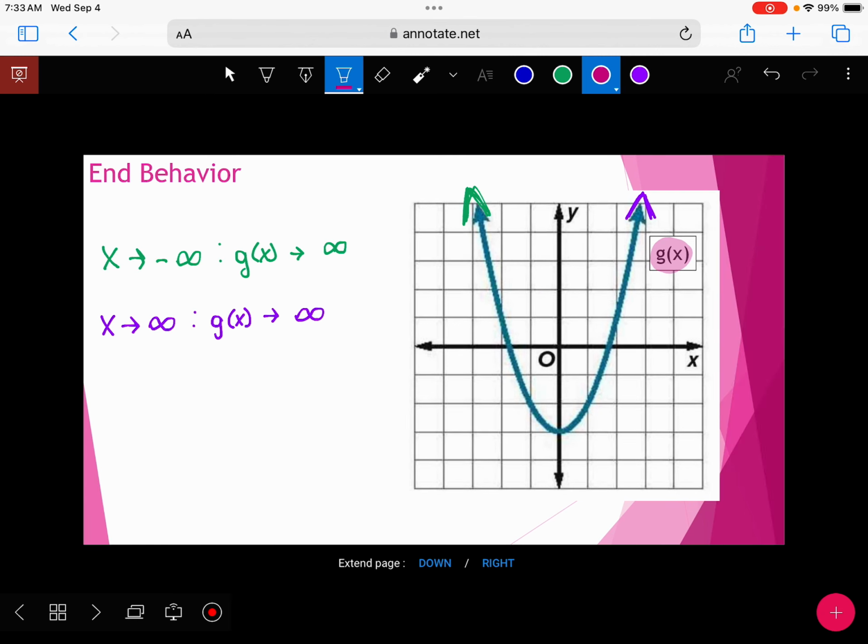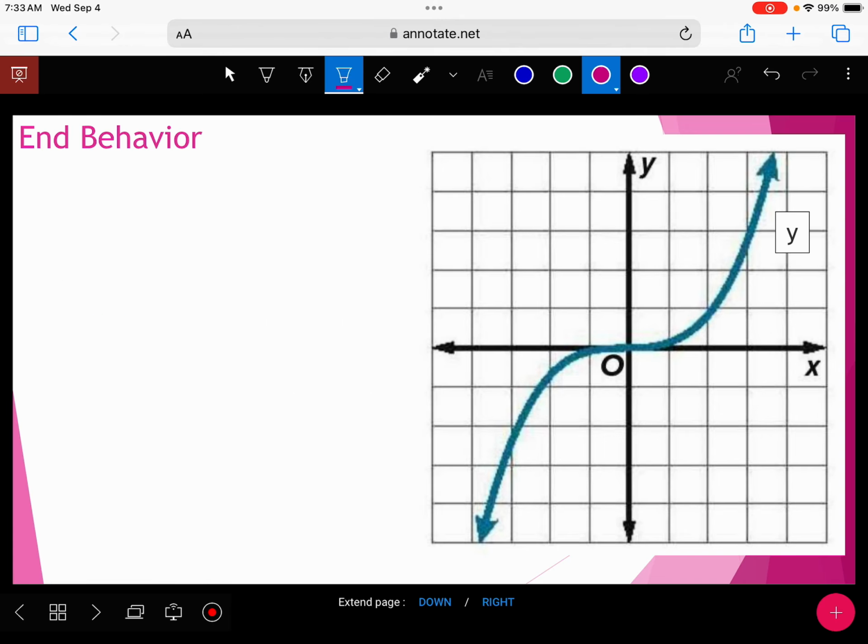Okay. Let's look at another one. These don't take super long. We just have to get our feet underneath them, and that's why we practice them a bunch. Because they're awkward, but they're not awful. Okay. So now this one's name is y instead of f of x or g of x. So we're just going to call him y. And that's okay. So we're going to describe our arrows.